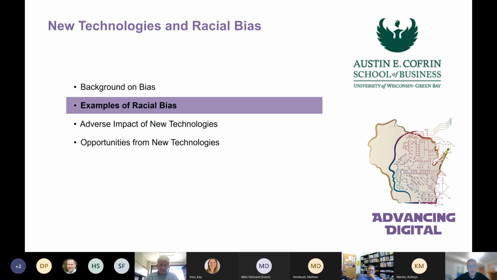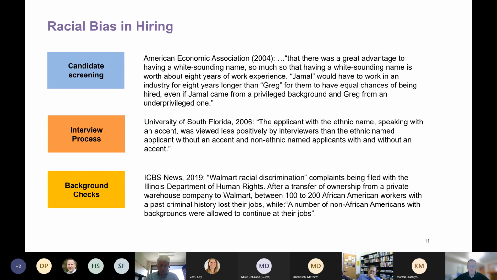All right, then let's look at some examples of racial bias. Hiring is a very sensitive topic. If you've ever dealt with HR as a supervisor, or you've worked in HR, or even if you've gone through a hiring process, you know that there's a lot of sensitivity and the disclosures that you read and so forth. And yet, despite all of that attention that has been given to it, there are examples.